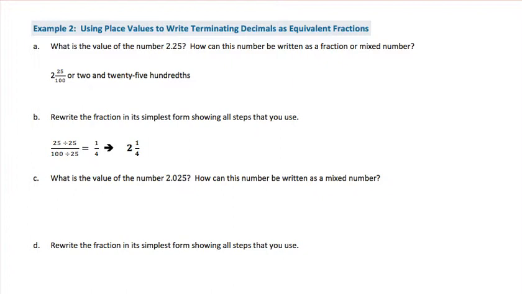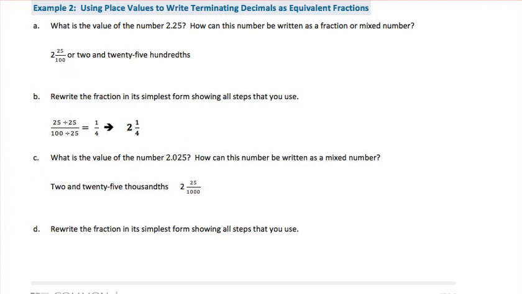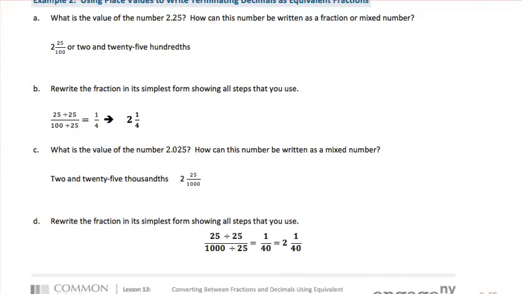What is the value of the number 2.025, or 2 25/1000? Again, we know if we read the number correctly, 2 25/1000 is clearly a different number than 2 25/100. And when we simplify 2 25/1000, we get 2 1/40, because 1,000 divided by 25 is 40. And we can see that 2 1/40 is a much smaller fraction than 2 1/4.